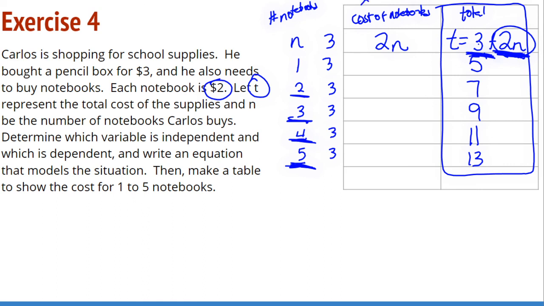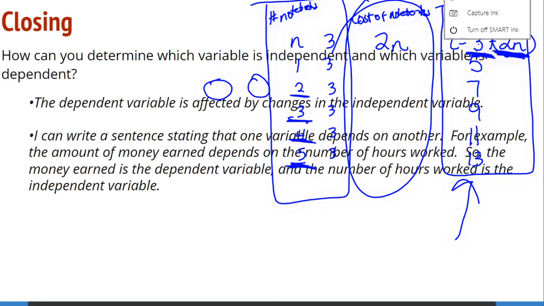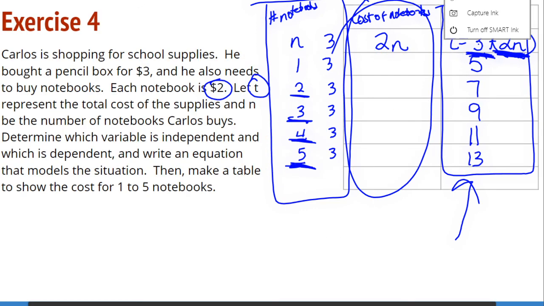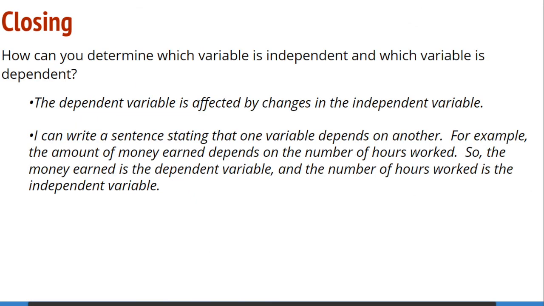Now this time I didn't show all of the in-between work for finding out just the cost of the notebooks. I've condensed it down showing just one nice little step here, the number of notebooks plus the flat fee. If it makes you more comfortable to break it down into these separate columns, go right ahead. That is okay. You can do that. The big thing here is to think deeply about what's happening. Represent it well. All right, closing.